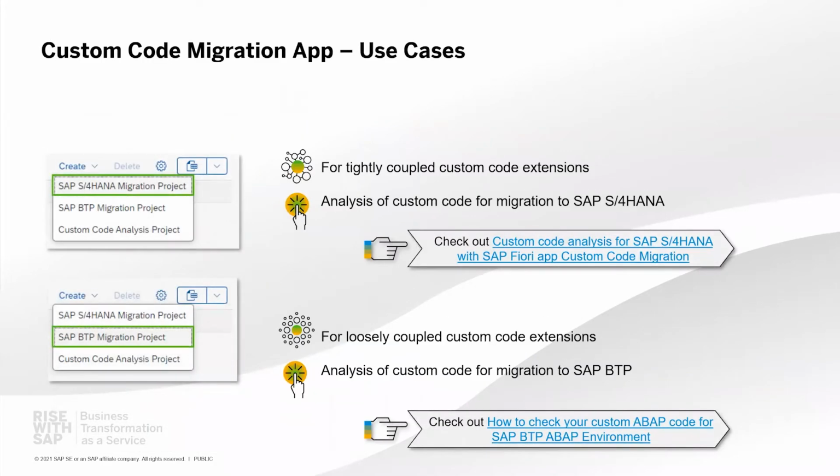The custom code migration app supports two main use cases for custom code migration. It supports analysis of custom code for migration to SAP S/4HANA and analysis of custom code for migration to SAP BTP. And consequently, we recommend moving the custom code which is tightly coupled with SAP standard to SAP S/4HANA. And if you have in mind an application which is really loosely coupled with SAP standard code, maybe it would be a nice candidate for SAP BTP, and then a nice candidate for such a use case for migration to SAP BTP.